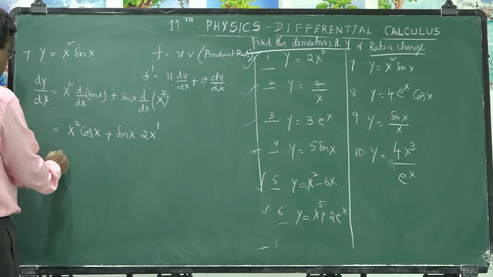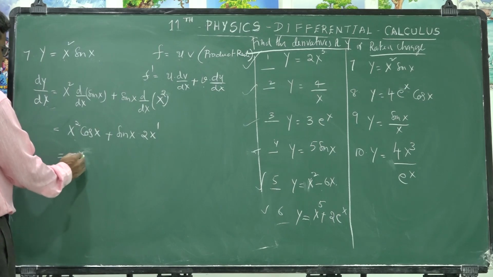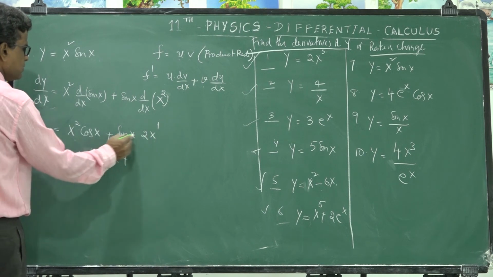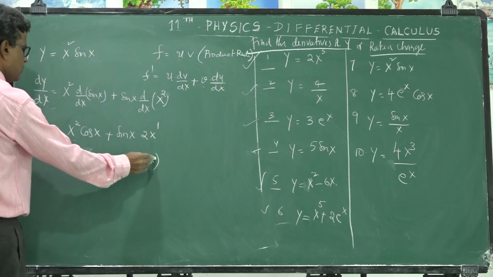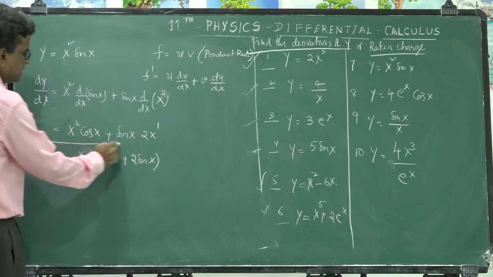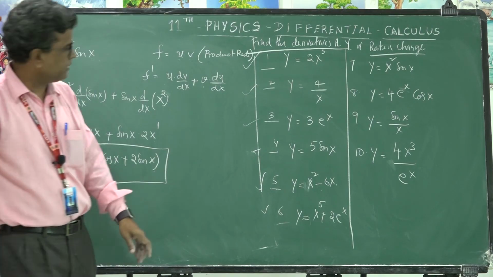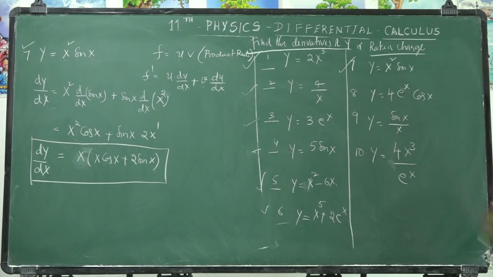So you will get x square cos x plus 2x sin x. Taking x as common, x cos x plus 2 sin x, that is x into x cos x plus 2 sin x. This is the derivative of the given function, the answer. So I did the seventh one.